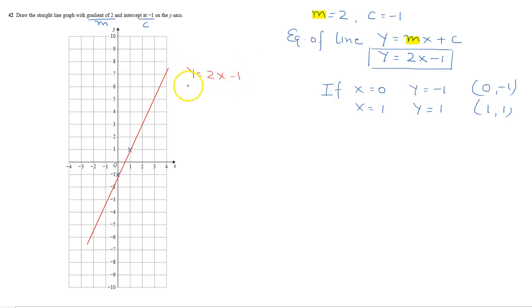2x minus 1. Whenever the gradient and the y-intercept is given, the intercept is always on the y-axis, it is never on the x-axis. So our equation is, we replace m and c. If m is 5 and c is 2, the equation will be y is equal to 5x plus 2. So that's how we write the equation of a line, and then we draw the graph.